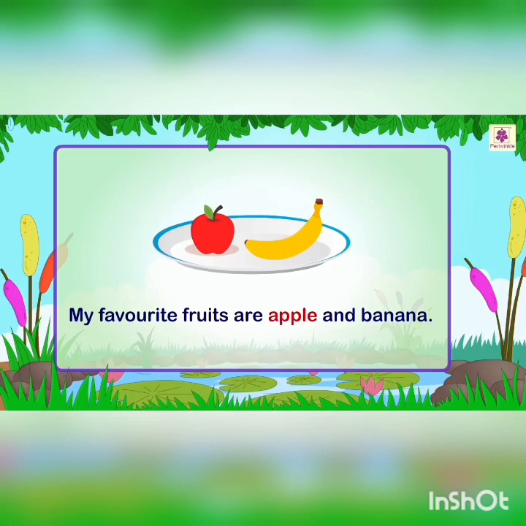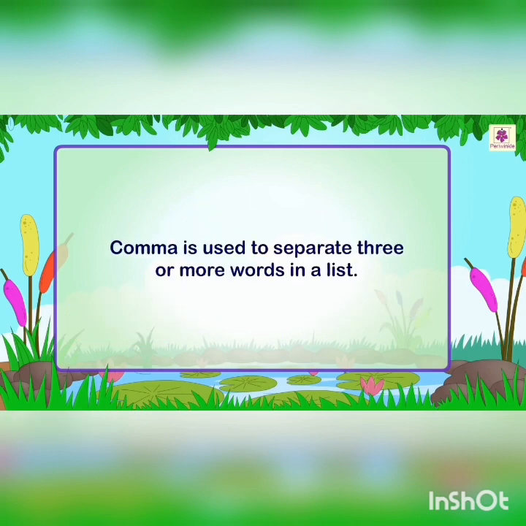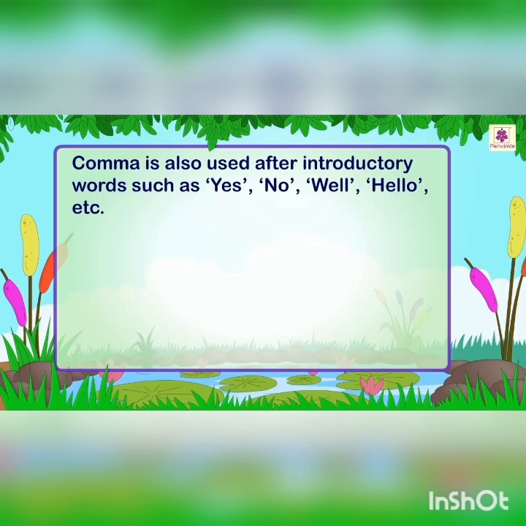But the point here is, dear students, when you have more than two items in a sentence, at that time, we use a comma to separate those items. Just as in this sentence, my favorite fruits are apple, banana, and strawberry. So, we are using a comma between these items. So, dear students, we can say a comma is used to separate three or more words in a list.